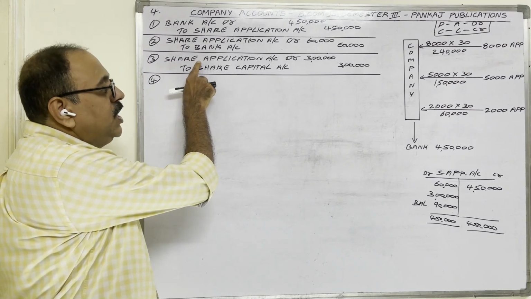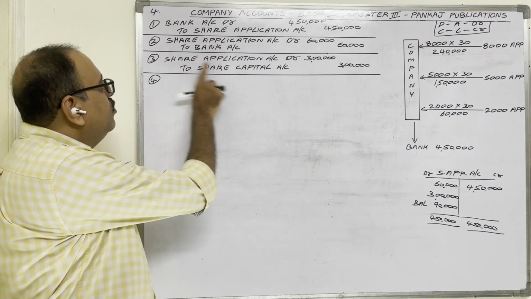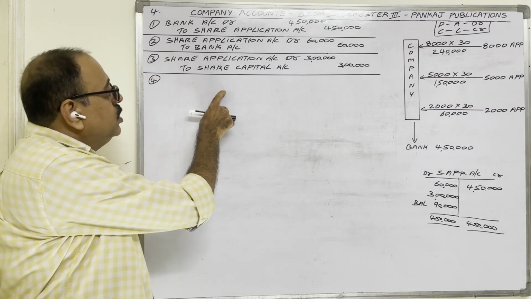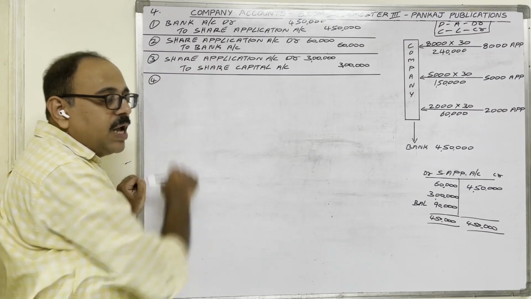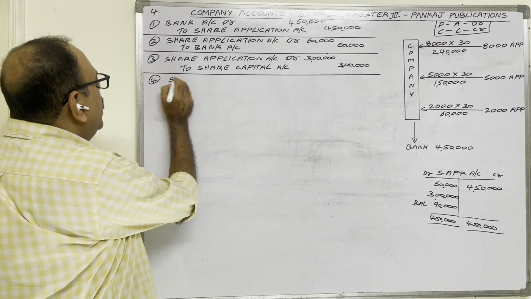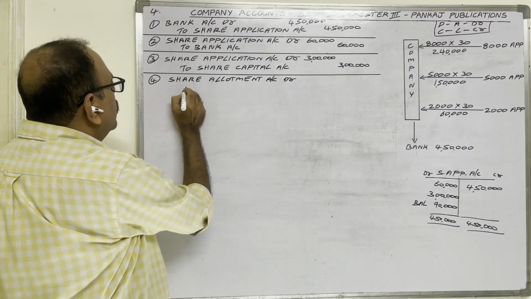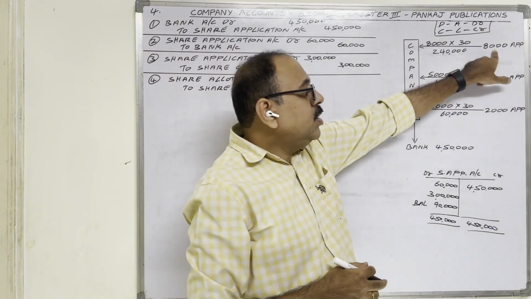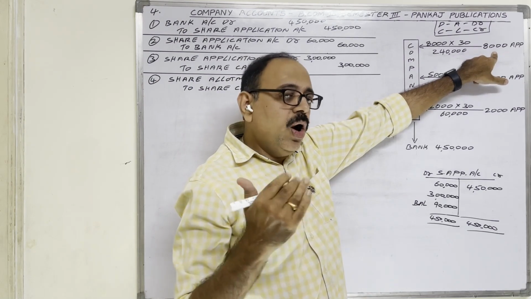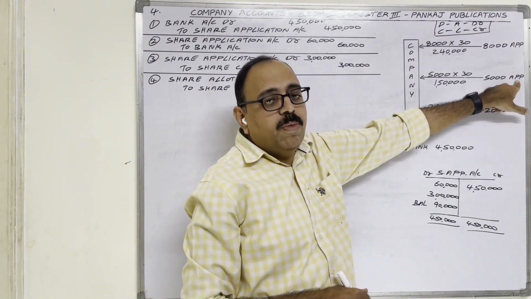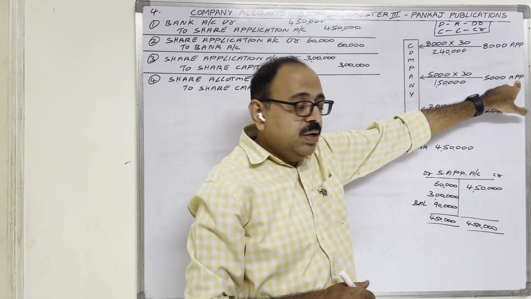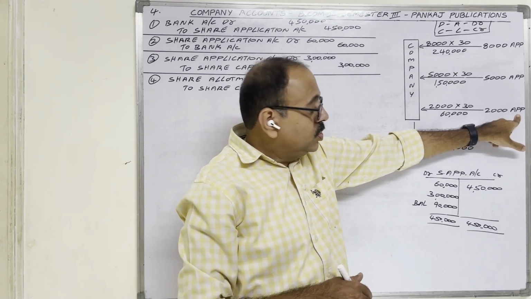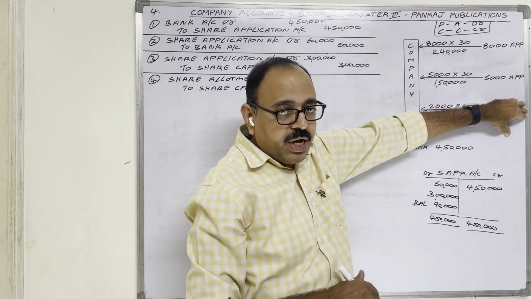See, application amount to transfer to share capital, we wrote this third entry now. In the same manner, we have to write fourth entry for allotment. So allotment money we want to transfer to share capital account. Then what is the entry? Share allotment account debited to share capital account. Amount how much? To first category applicants, company allotted all shares. To second category applicants, company allotted 2,000 shares only. To third category applicants, company didn't allot anything. So don't consider this third category of applicants.